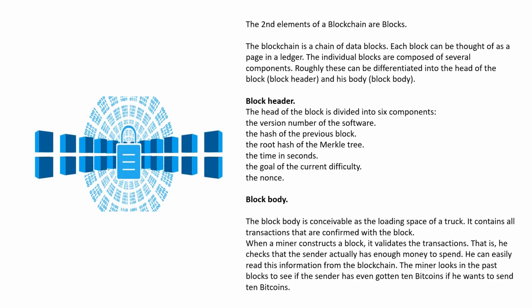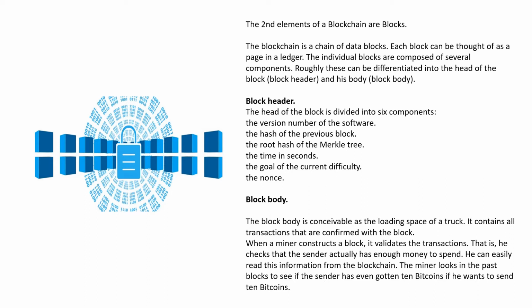The second element of a blockchain is blocks. The blockchain is a chain of data blocks. Each block can be thought of as a page in a ledger. The individual blocks are composed of several components. Roughly these can be differentiated into the head of the block, the block header, and its body, the block body.